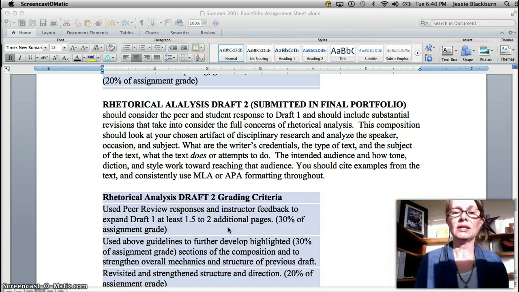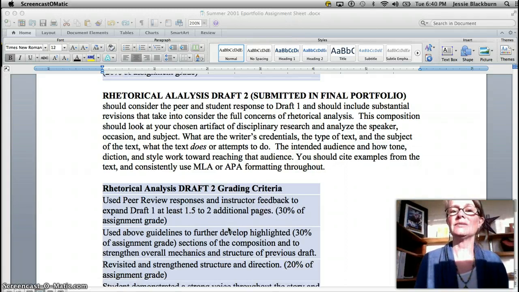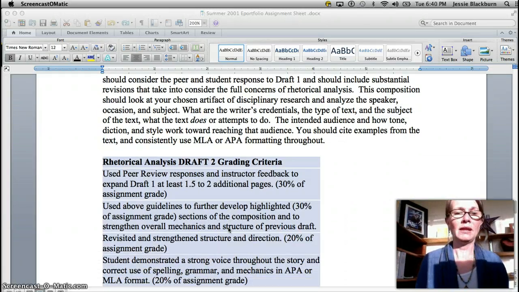The intended audience and how tone, diction, and style work toward reaching the audience. You should cite examples from the text and consistently use MLA or APA formatting throughout. These are the kinds of things you want to pay attention to.